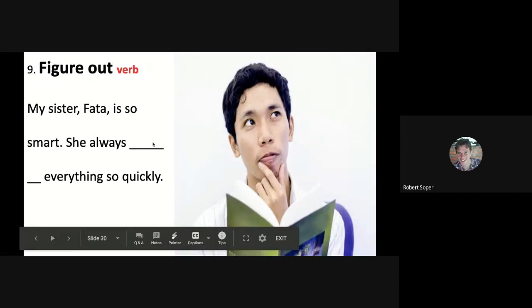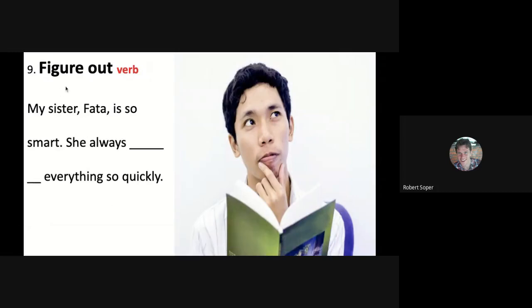Okay, this next word is figure out. Figure out. What does figure out mean? Well, figure out means to understand something. So something you might figure out, for example, would be a maths equation. You don't quite know what the answer is straight away, but then you think about it, you solve the puzzle. In other words, you figure it out. You suddenly understand it. You figured it out.